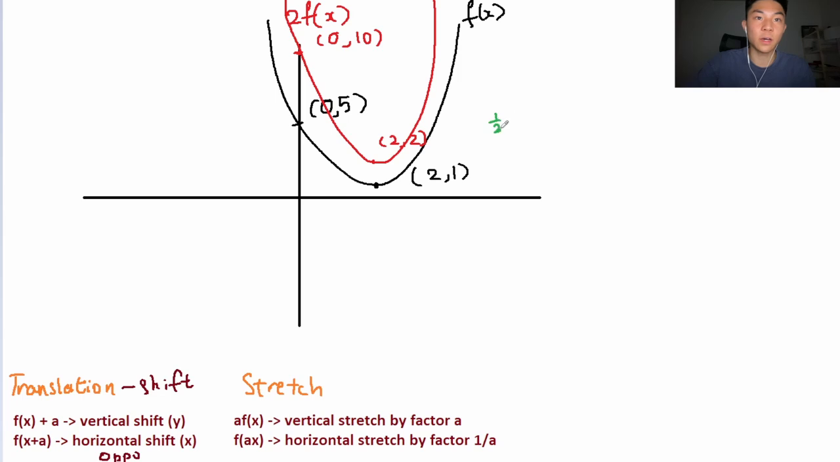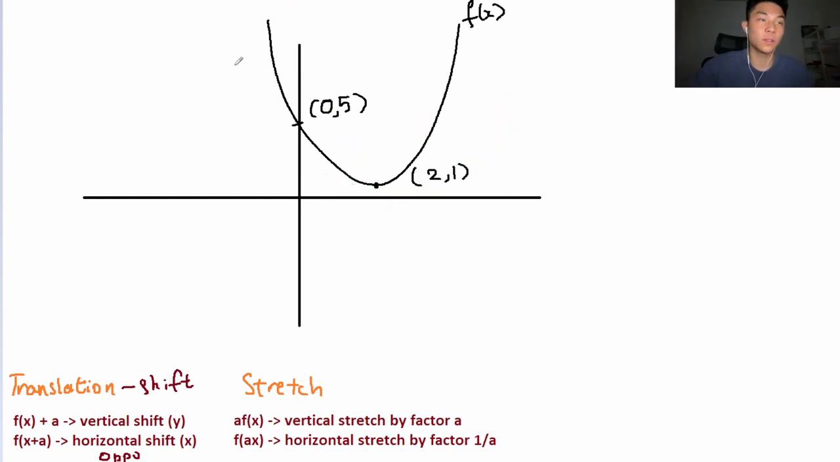So now let's say I have half of f of x. So what that means is that I multiply my y coordinate by half. So (0, 5) will become (0, 5 over 2). And my (2, 1) will become (2, 1 over 2). So my new graph will look something like this. So we're either compressing it vertically or stretching it vertically.